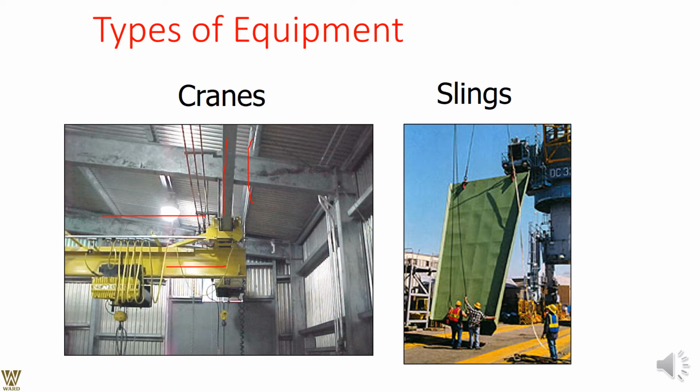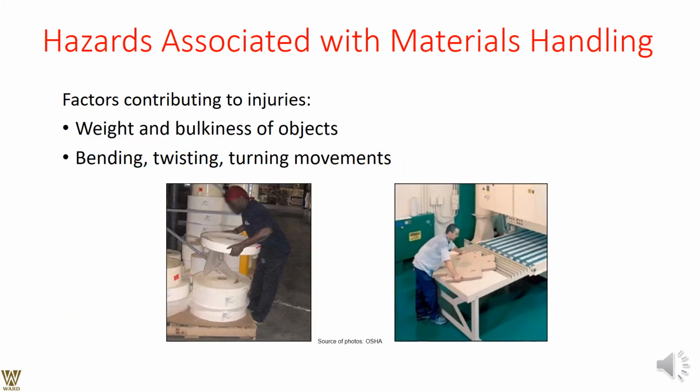This is the slings that come around. These are the hanging slings that have been lifted around. If we look into it, these are examples of slings. And what are the hazards associated with such kinds of materials? We are talking in terms of weight and bulkiness. We are talking about the bending, twisting, turning that comes around. So we need to take proper precautions.